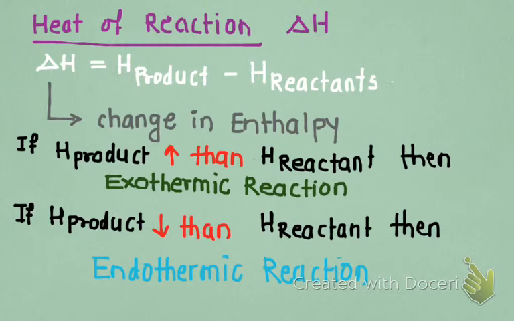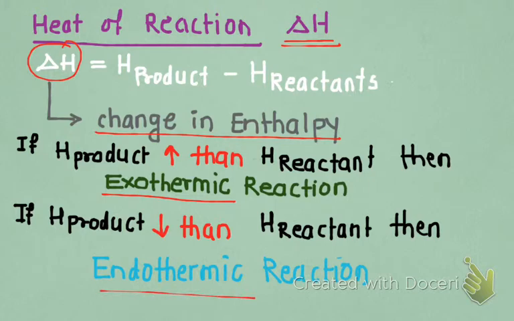Now we will discuss heat of reaction, denoted by delta H, meaning the change in enthalpy. The delta H is equal to the enthalpy of product minus enthalpy of reactants. So the delta H is this change in enthalpy. If enthalpy of product is greater than the enthalpy of reactant, then the reaction is exothermic. And if the enthalpy of product is less than enthalpy of reactant, then the reaction is endothermic.